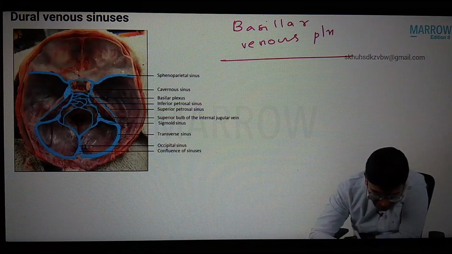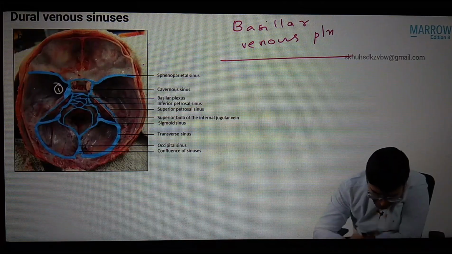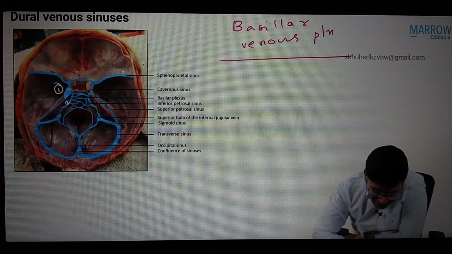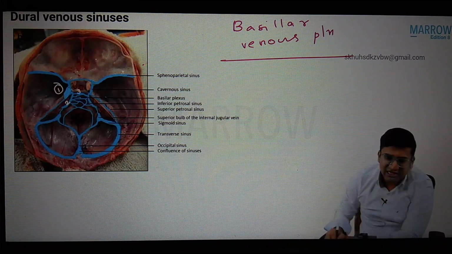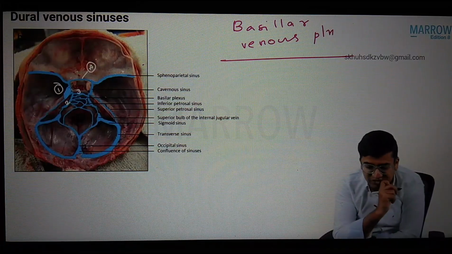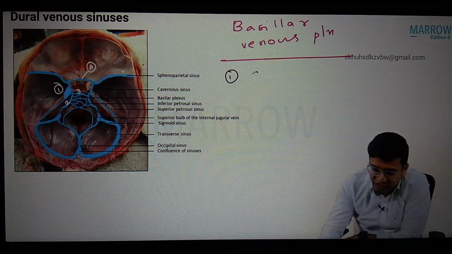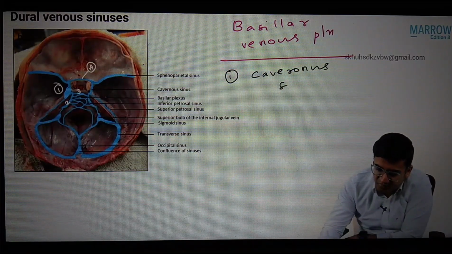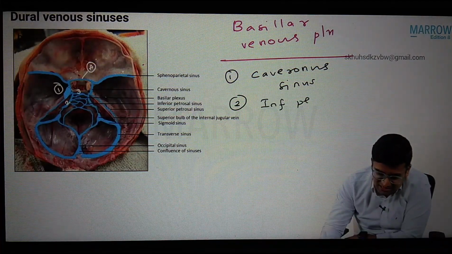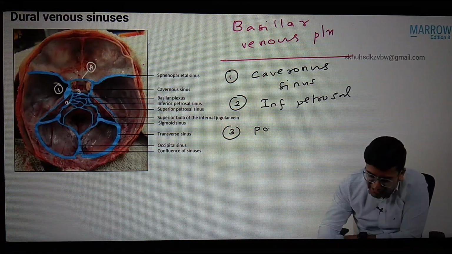So the basilar venous plexus is coming from, number 1, the cavernous sinus will give the contribution. And number 2, now this is the inferior petrosal sinus. And this one, posterior intercavernous sinus. Actually, this is the anterior intercavernous sinus. And number 3, what I marked there is the posterior intercavernous sinus. So, number 1, please write: basilar venous plexus is formed by the union of cavernous sinus. Okay. Number 2, inferior petrosal sinus. And number 3, posterior intercavernous sinus.